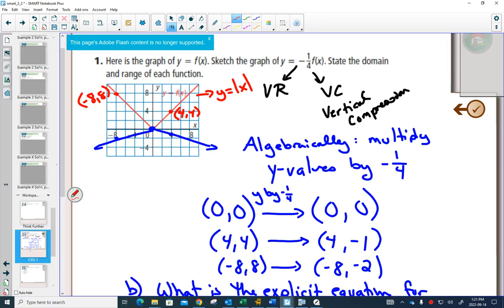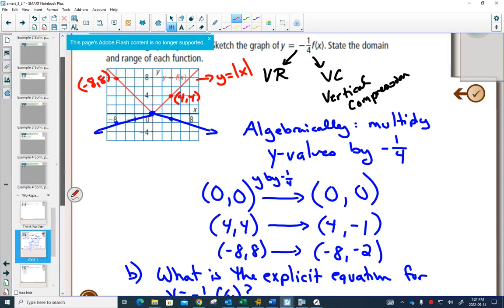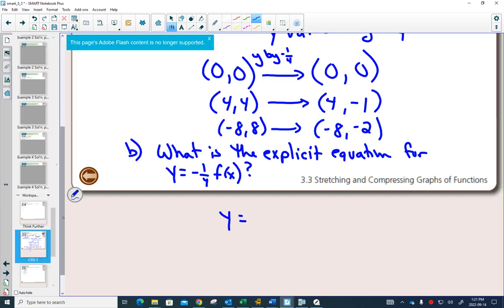So then, what's the explicit equation for the blue graph? Well, changing to an explicit equation, wherever you had f of x, you would just change it to the actual equation of absolute value of x.